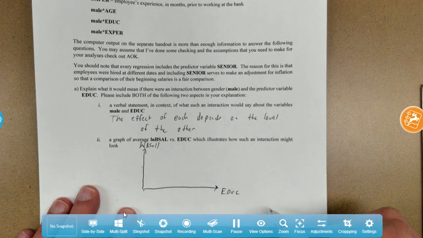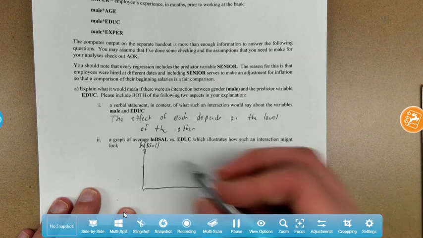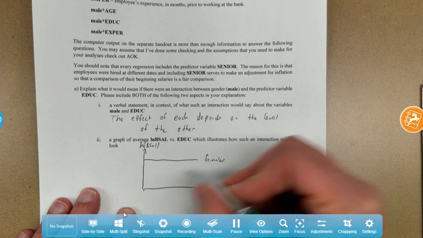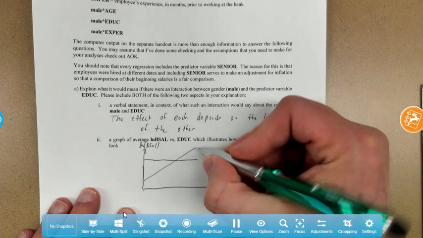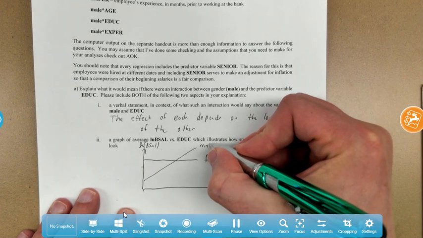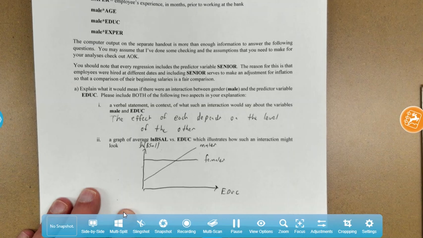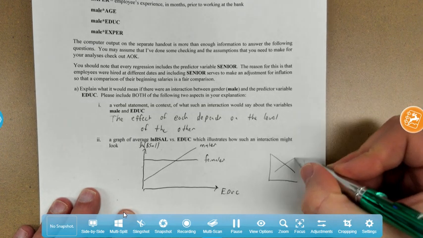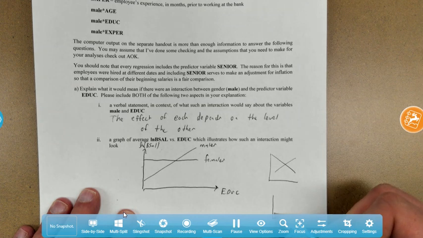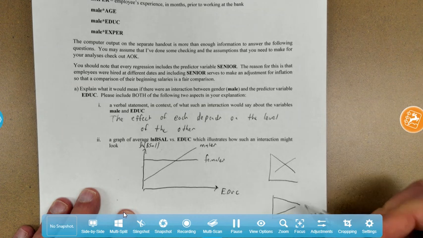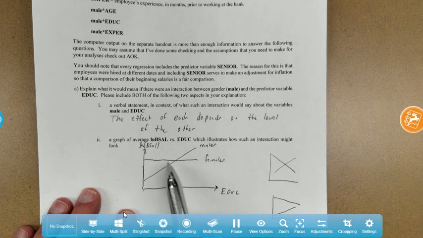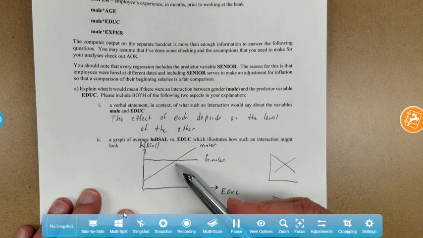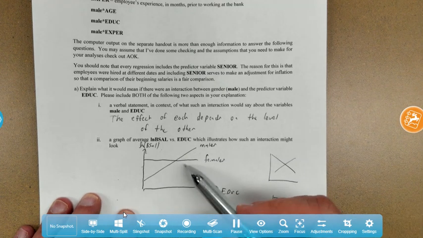And so what an interaction might look like is that maybe females might be constant and males might be not constant. So anything where the slope is drastically different, something like this, or even something like this, maybe they don't cross. So anything that shows how an interaction might look, because you're trying to prove a point, you might have them cross.